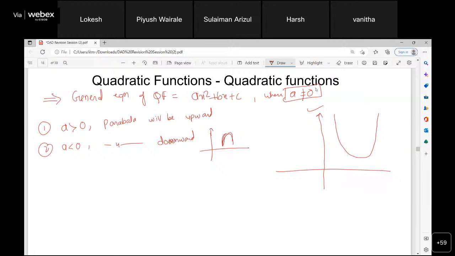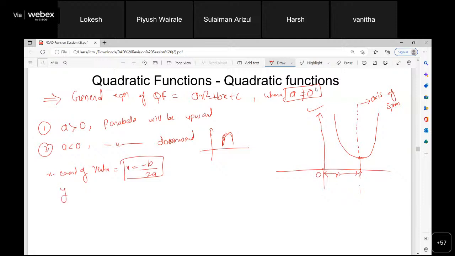Now, if you see this parabola, this is the vertex, and this is the axis of symmetry. What is the equation of this particular axis of symmetry? It is minus b by 2a. This is basically the x coordinate, so the x coordinate of the vertex will be x equals minus b by 2a, and this is the equation of the axis of symmetry.